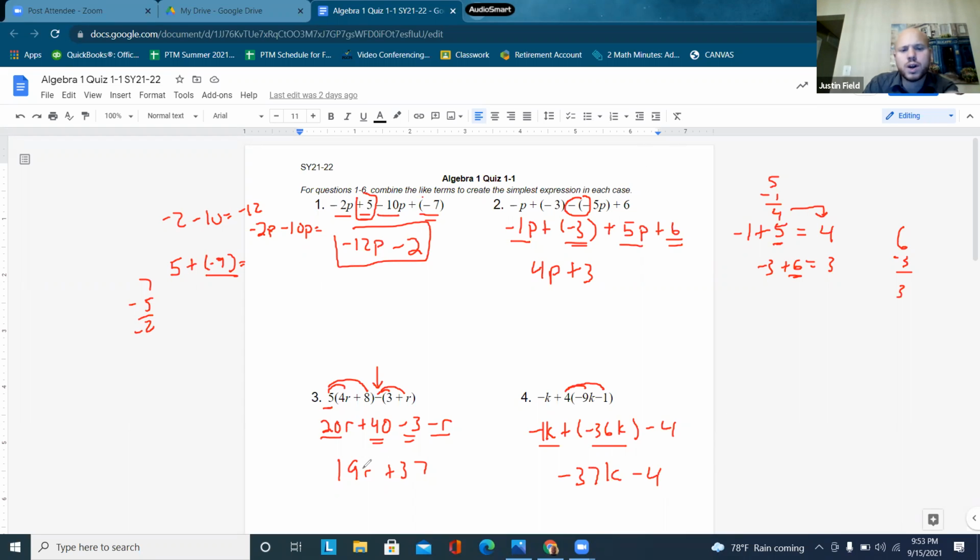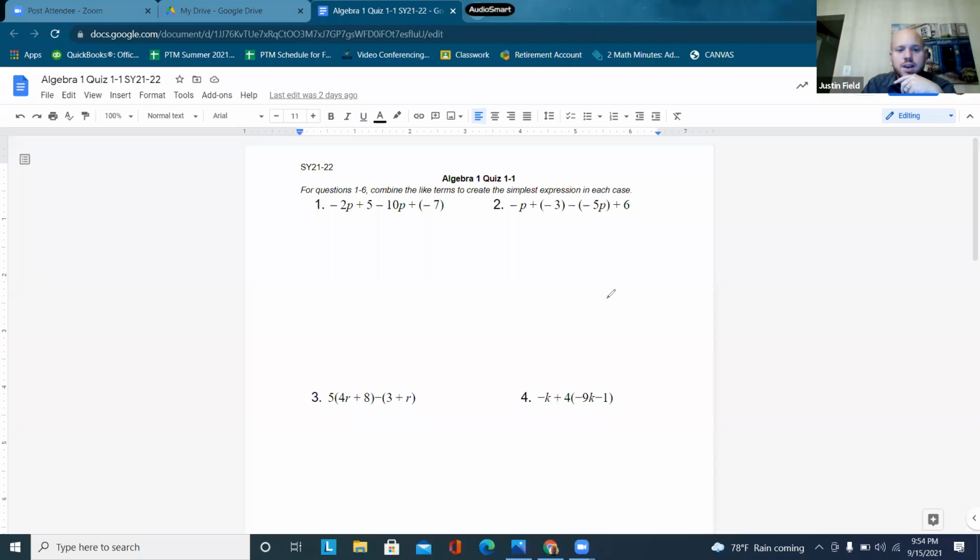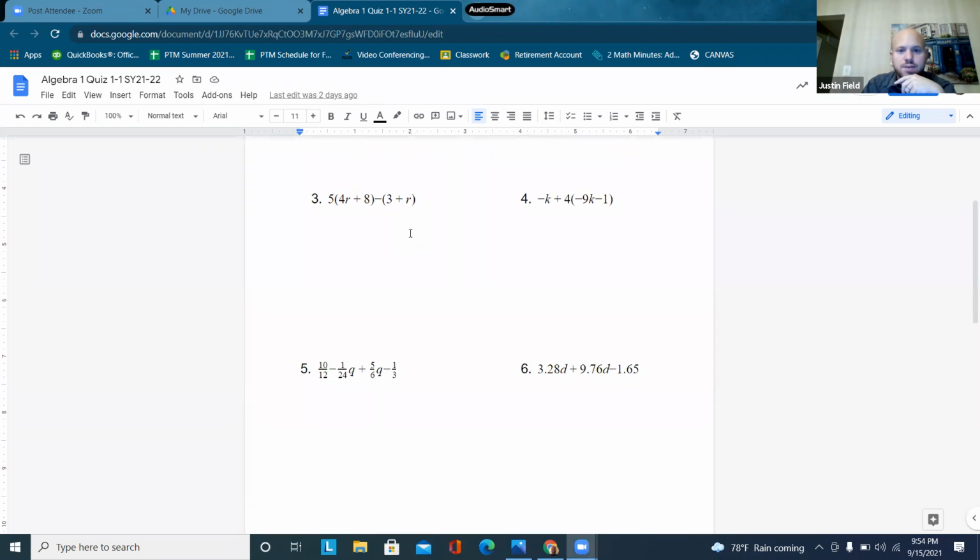A lot of people had 21r. Now I'm thinking, I know they forgot to distribute the negative. That could have been your mistake. All right, don't forget to distribute the negative. You lost the points for the question. So highlight that, right? I didn't distribute the negative. On the retake, make sure you distribute the negative.